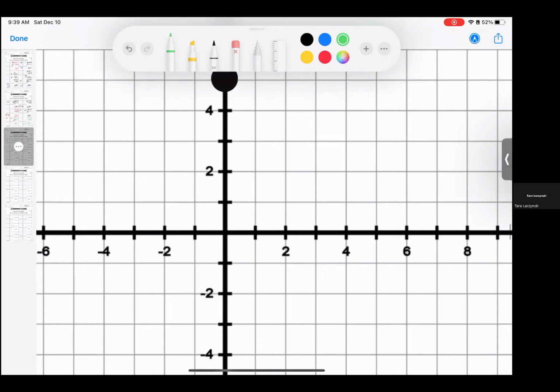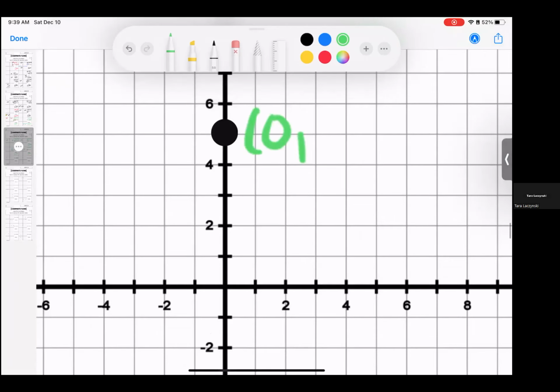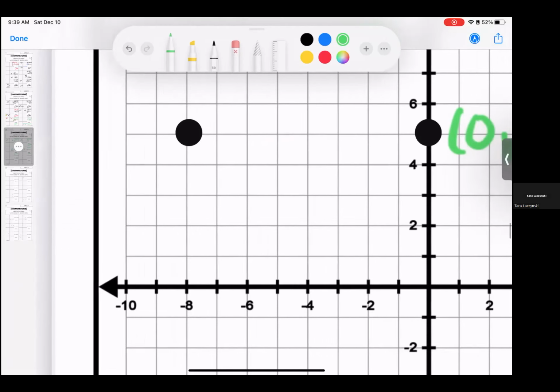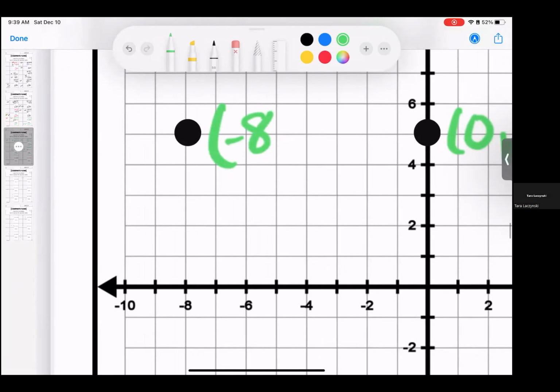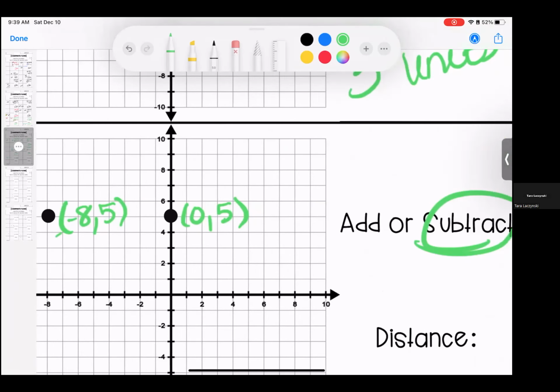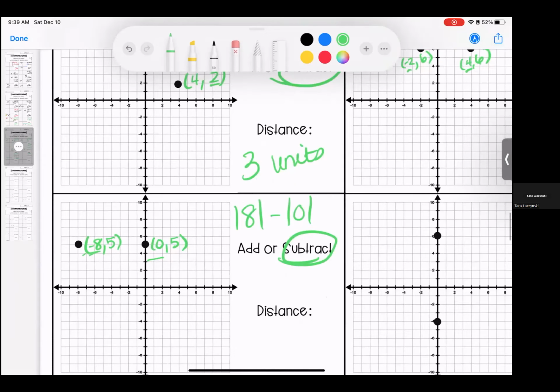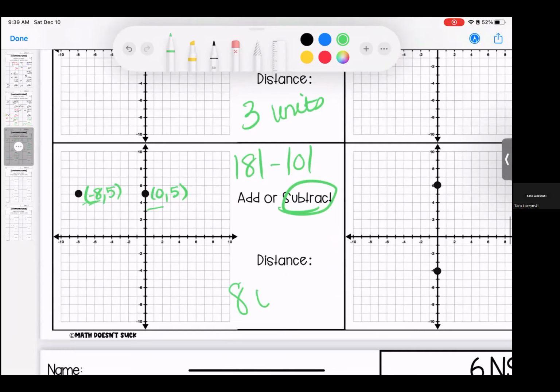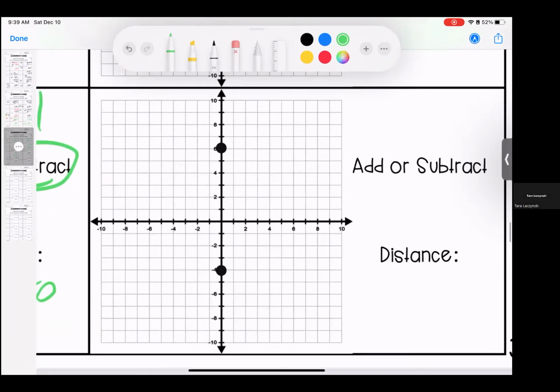So for this one, I have an x of 0 and a y of 5. And here I have an x of negative 8 and a y of 5. So I'm looking at these. The absolute value of 8 minus 0 gives me 8 units. But again, if I were to add them, the absolute value of 8 plus 0 is still 8 units. Okay, it could go either way.